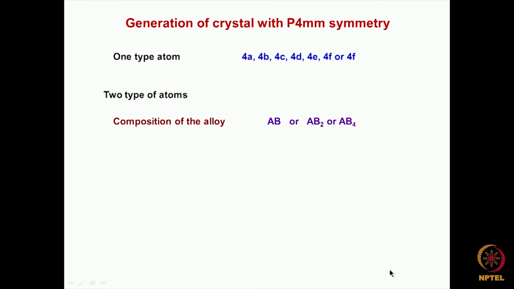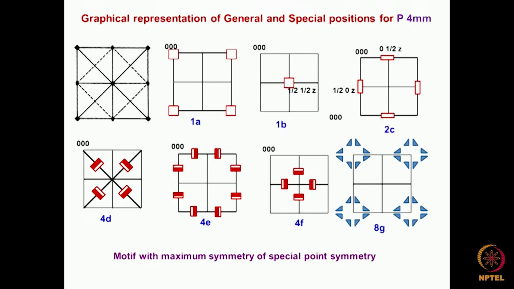Now suppose it is AB4, still maintaining 4 mm symmetry. Then the options which we have is the A atom can occupy this position or this position. What are the positions which B atoms can occupy? Either this or this one or this one. 3 choices are available, right? That will give rise to AB4 stoichiometry.